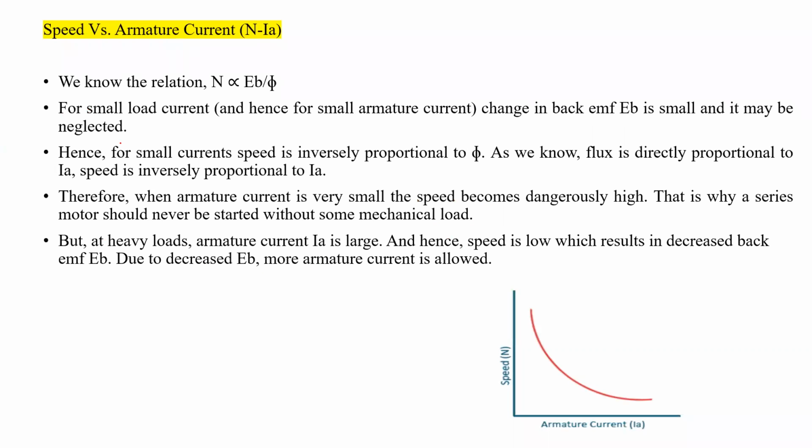Next, the second curve is which one? Speed versus armature current. Speed versus Ia.